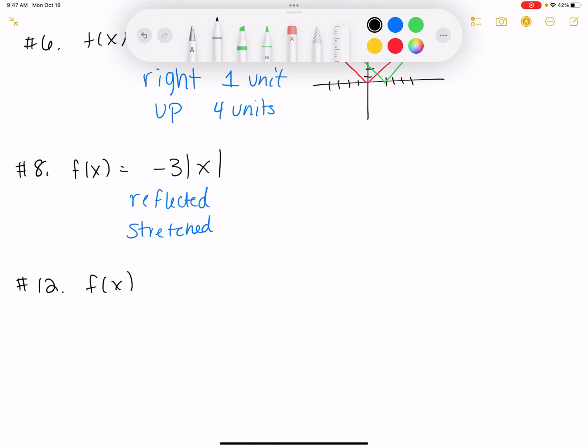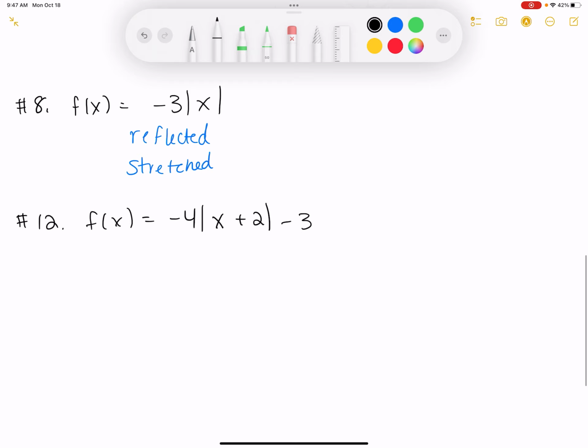F of x is equal to -4 times the absolute value of x plus 2, minus 3. Why are they all f of x? It's just a way to write y equals the function. It's because pretty much after this class you'll only ever use f of x. It's function notation.